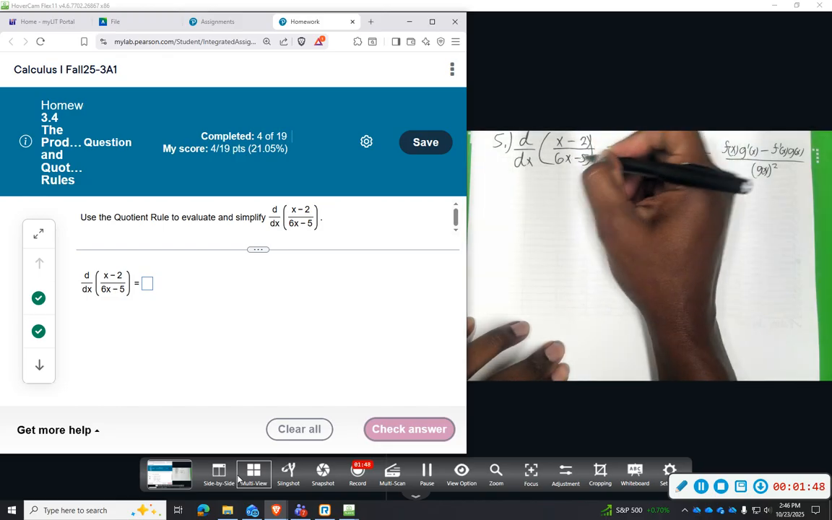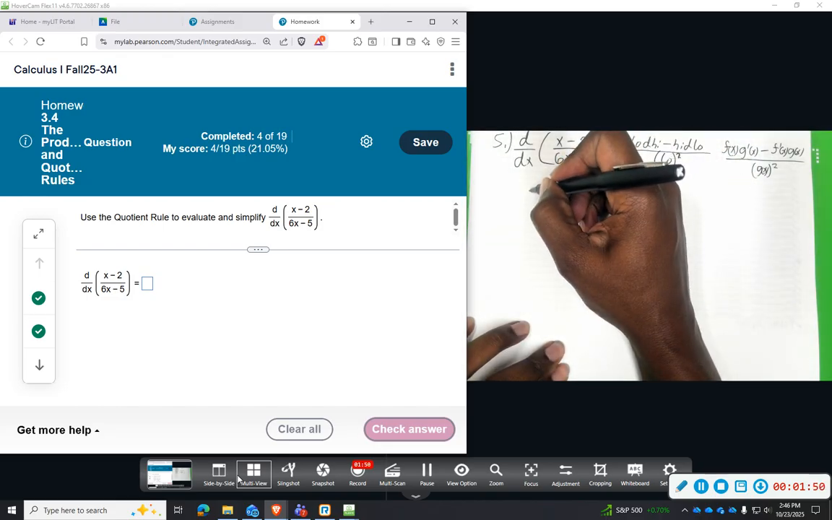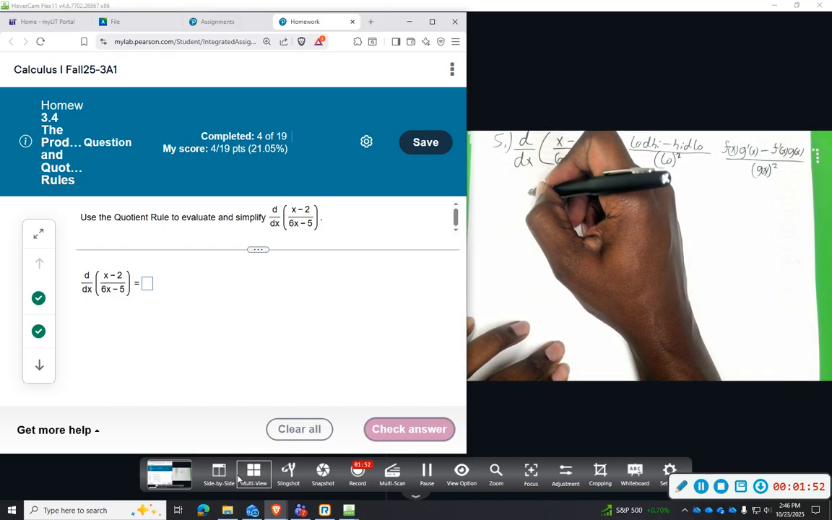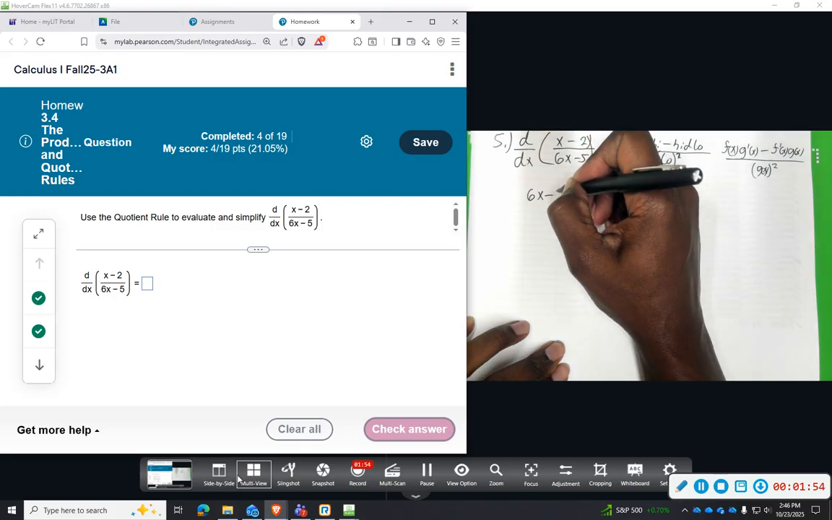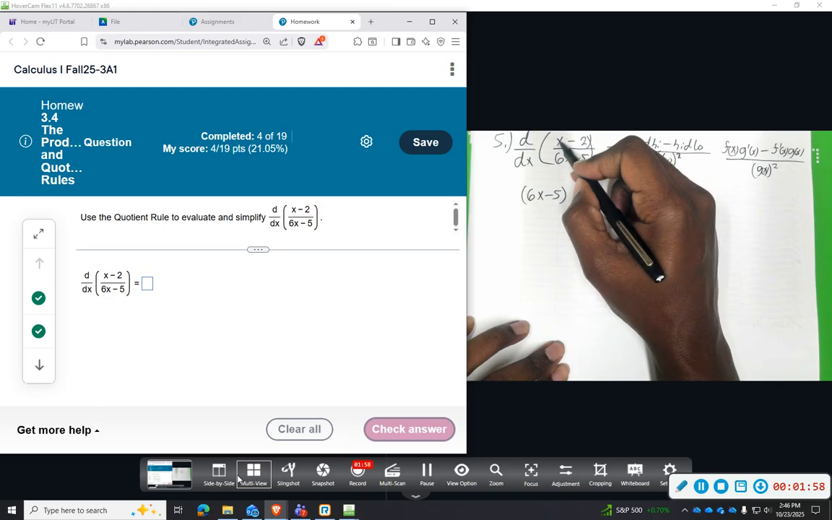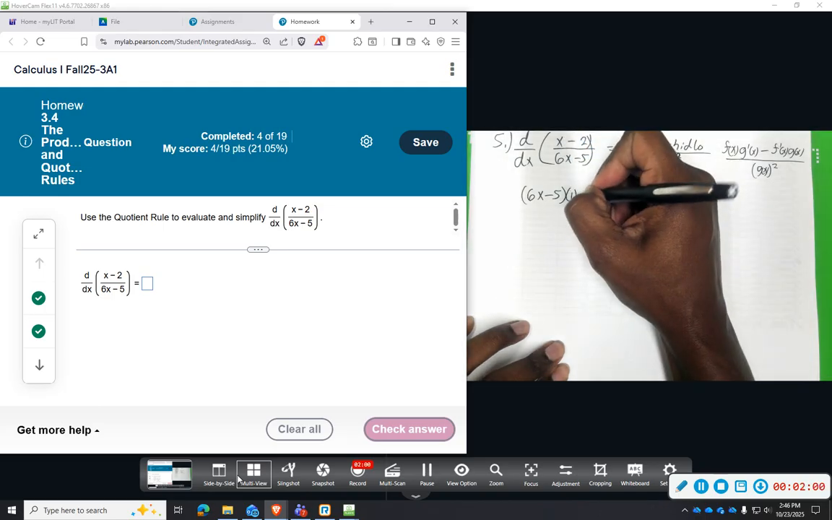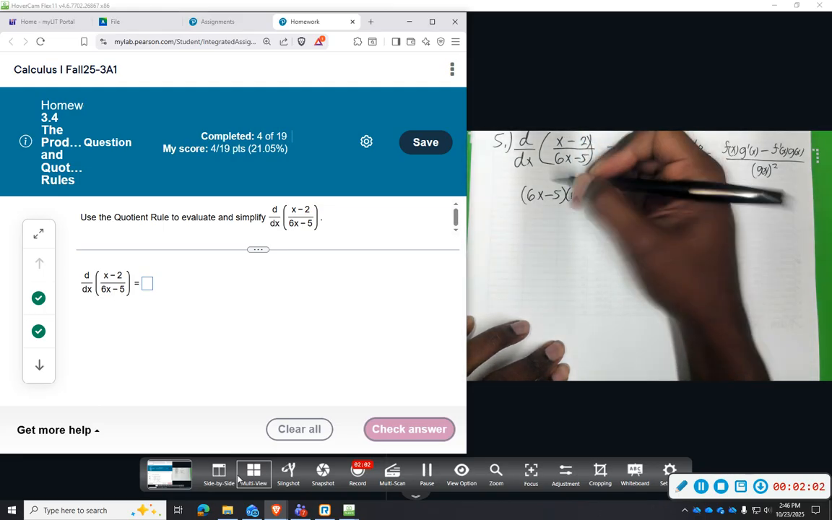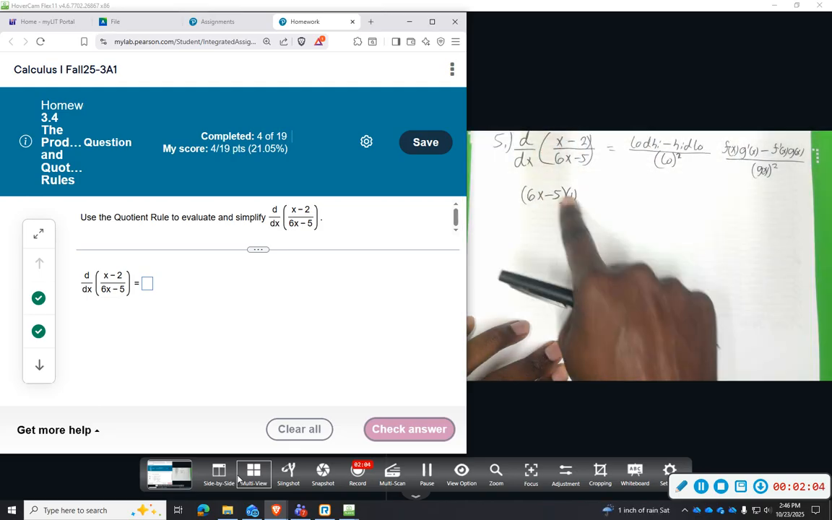So I'm going to do low, which is the bottom. It's going to be 6x minus 5. Low, derivative of the top. Derivative of x is just 1, and then minus 2 is 0. So 1 minus 0 is just 1.